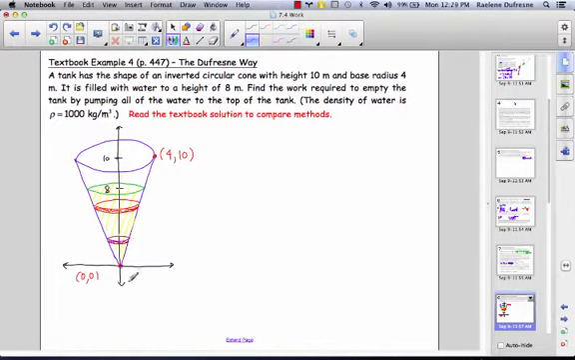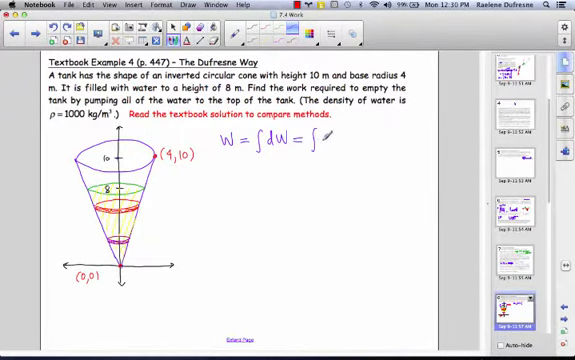So what we're going to do is focus on a typical slice of water and find out how much the work for that slice of water would be. So we're really going to calculate a little bit of work for a typical slice and then accumulate all of those work slices for all of the little water slices. So we start with something we know. We know that work is going to be the integral of a little bit of work.